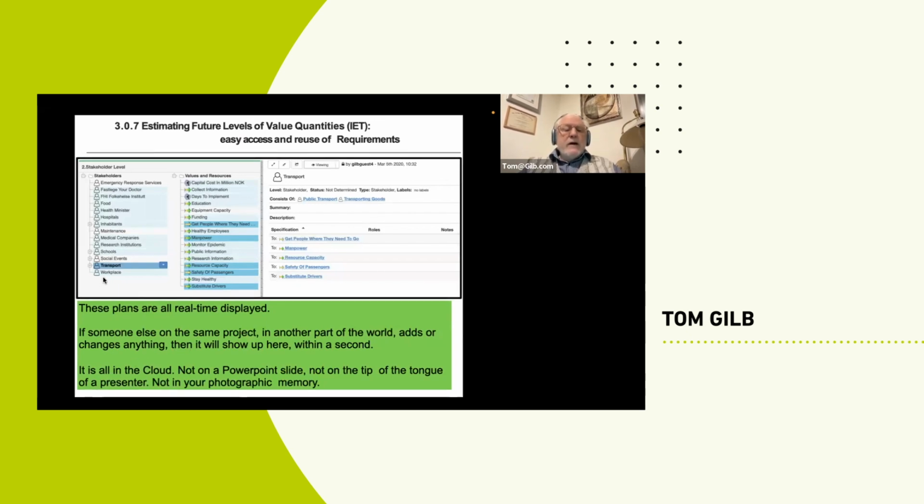So here in the tool, which we're using to manage all this, if I click on the transport stakeholder level, because it's digitally coupled, I get exactly which of the values that the transport group is interested in. Here's another view of the same thing, multiple models of the architecture. So here is transport, and here is the specification of those same values. I click on any of these, I can go to the details.